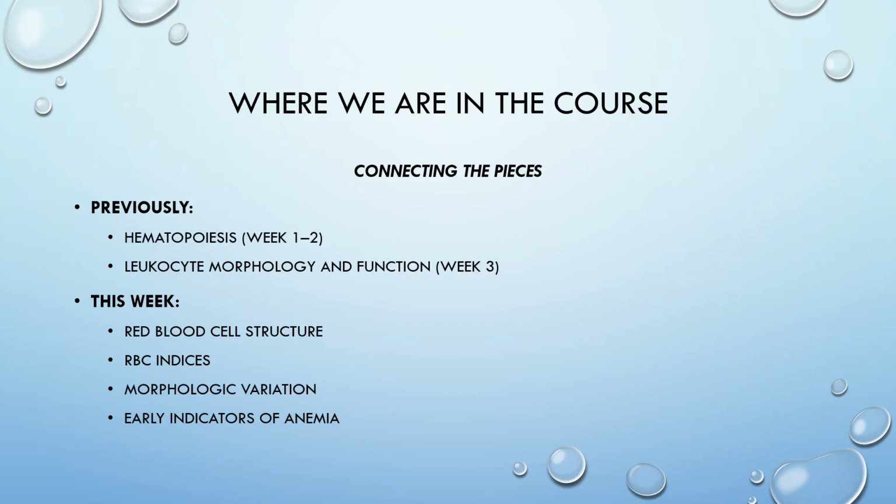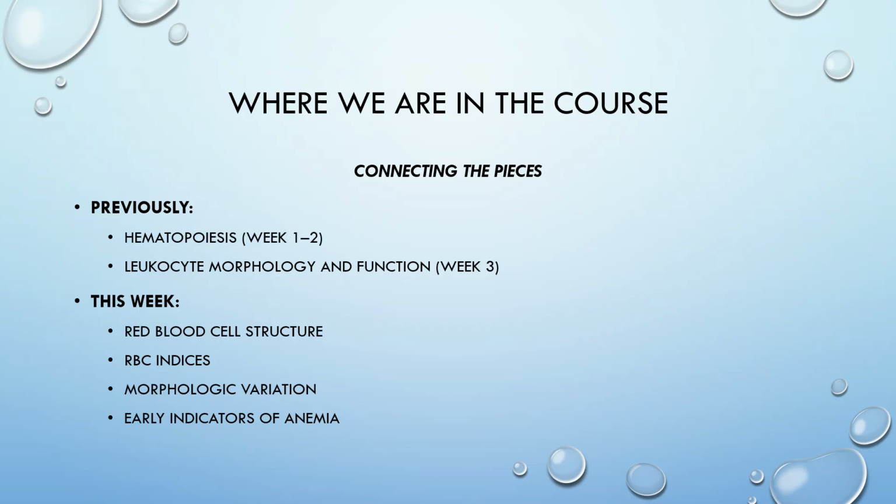Then in week 3, we shifted our attention to leukocytes. We looked at how mature white blood cells appear in peripheral blood and how their morphology connects to immune function. We also started thinking about how reactive changes in leukocytes reflect physiological responses like infection or inflammation. So by that point, you had already begun developing the first really important skill in hematology: connecting what you see under the microscope to what might be happening in the body. Now, in week 4, we apply that same idea to erythrocytes.